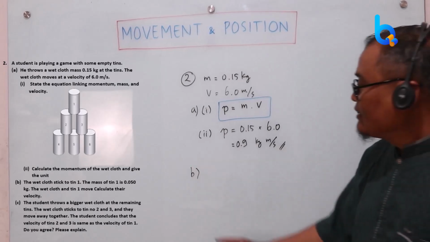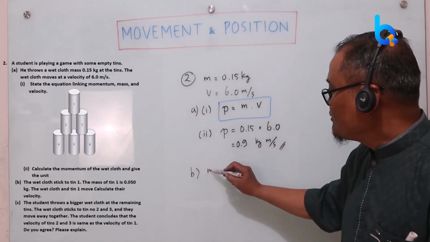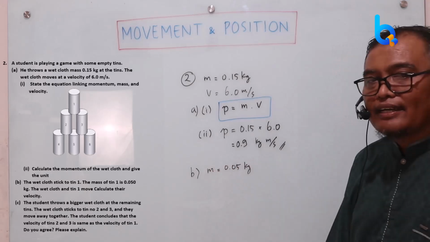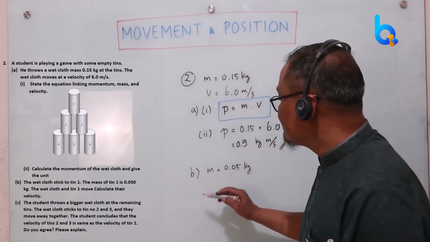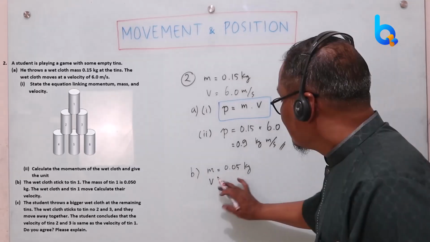We can see from the exercise that the wet cloth sticks to tin number 1. The mass of tin number 1 equals 0.05 kilogram, and then the wet cloth and tin 1 move. Calculate their velocity.